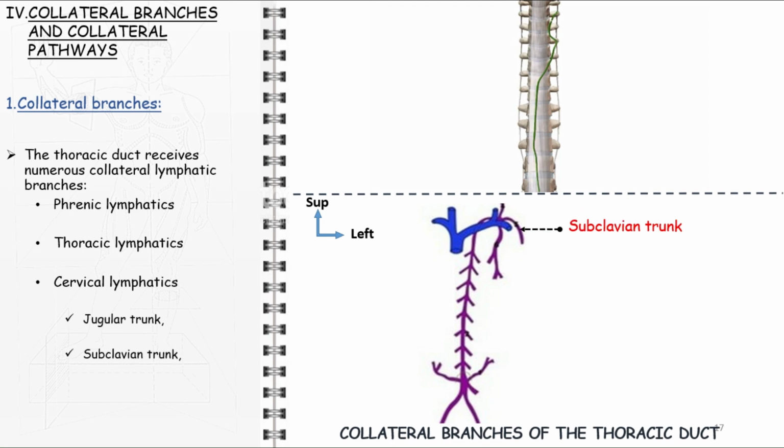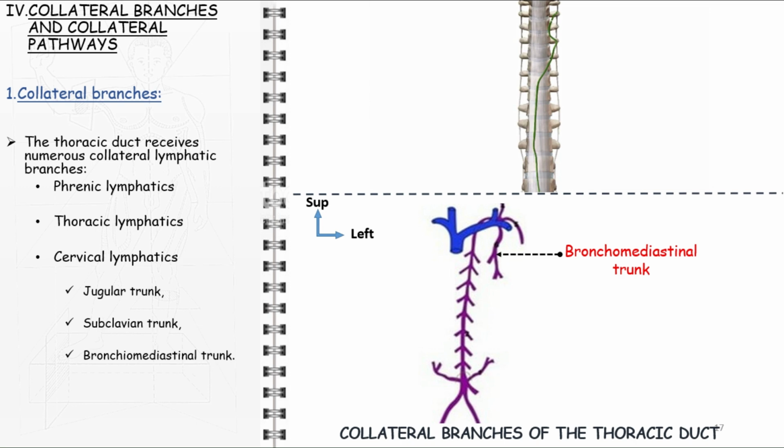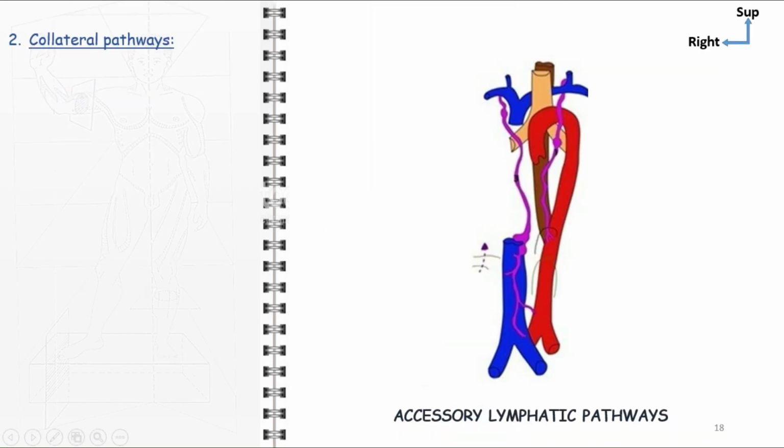the subclavian trunk, draining the left upper limb, and the bronchomediastinal trunk, draining the heart, lungs, and the left half of the thoracic wall. For the collateral or accessory pathways, they are of two types: accessory lymphatic pathways and lymphovenous anastomoses.